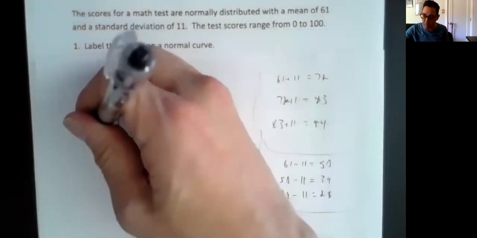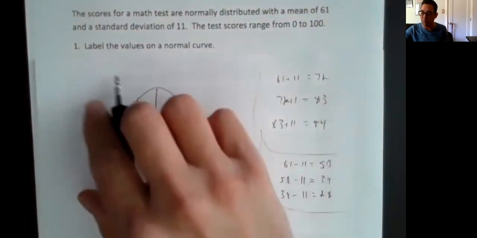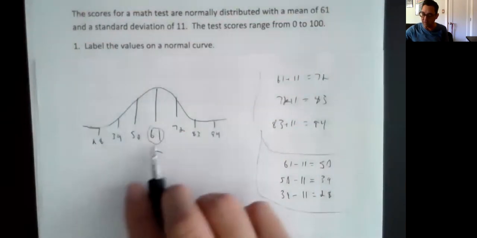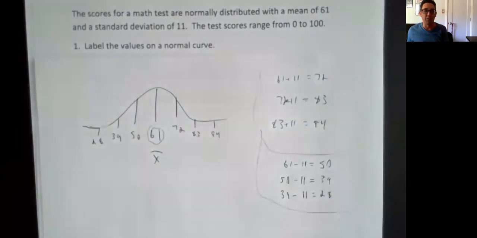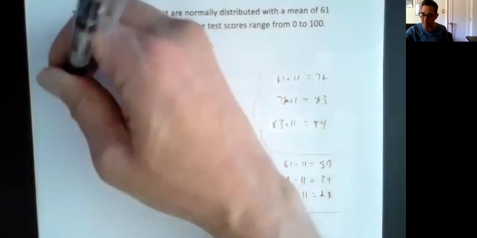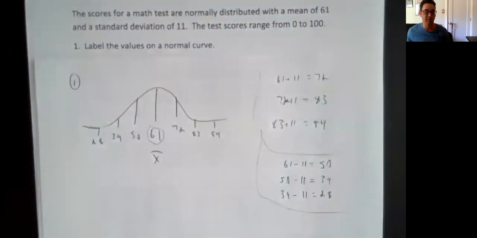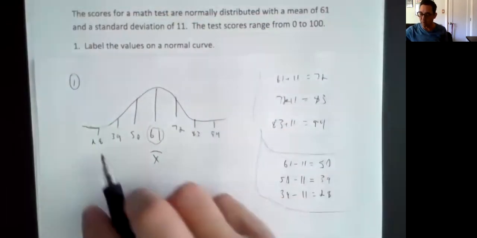So that is my normal curve, and that is my labeled values. These are the labeled values. These 7 numbers altogether are the labeled numbers on my normal curve. So that is actually column number 1. That's it. That's done. Okay? So that is labeling the values on a normal curve.